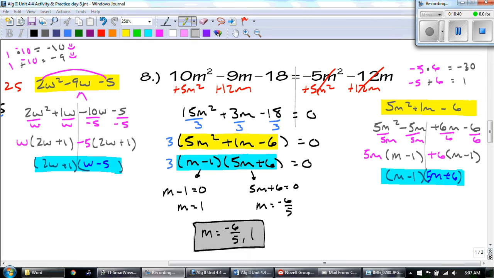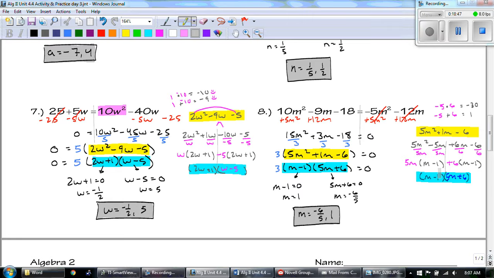Okay, and you should have gotten m equals negative 6 over 5 and 1. Okay, well that's it for 4.4.